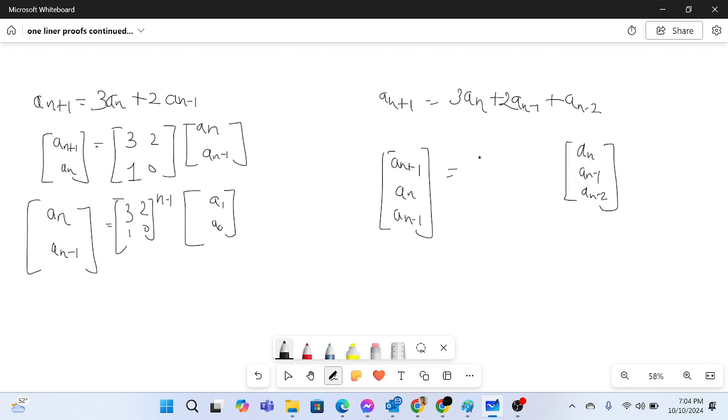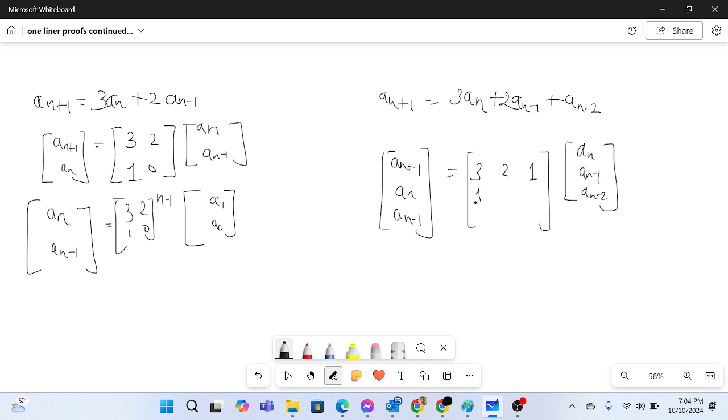Okay, now for this one, to get the first one, of course we need 3 times this, 2 times this, 1 times this, right? So 3 2 1, this row will multiply this column and give me that. Now for a(n), I just need the first term and not the other terms, right?